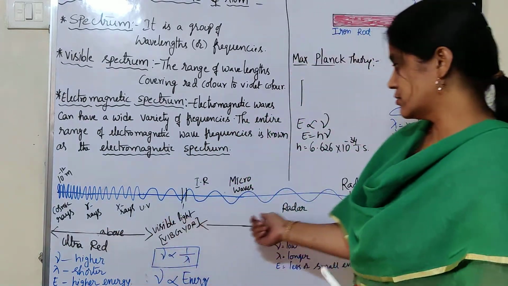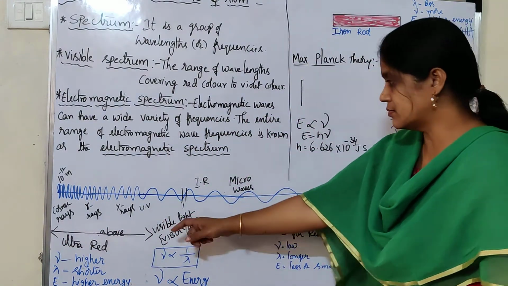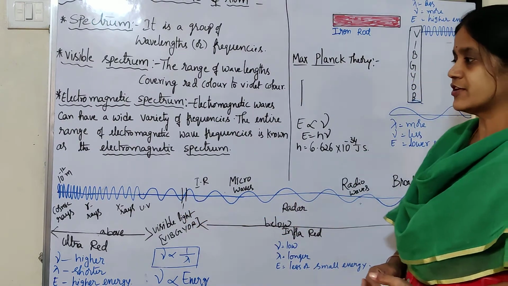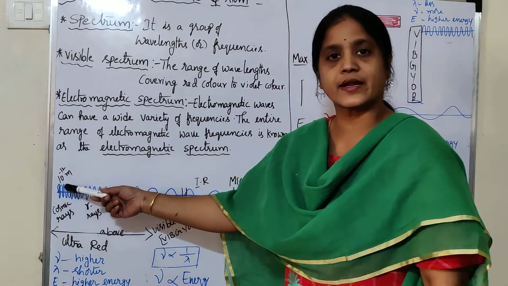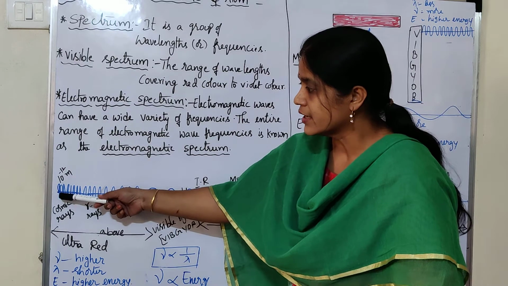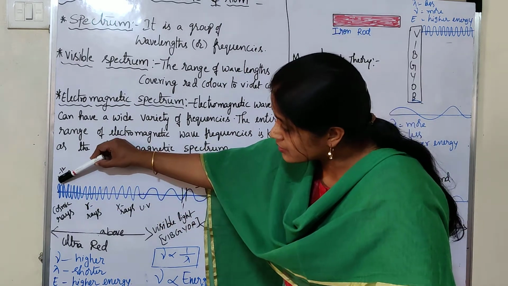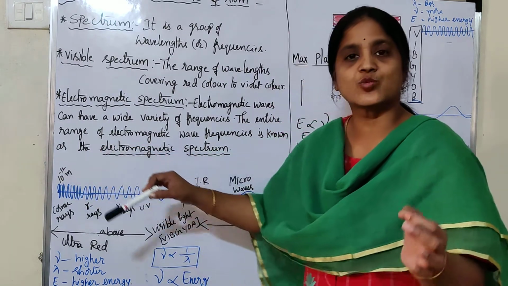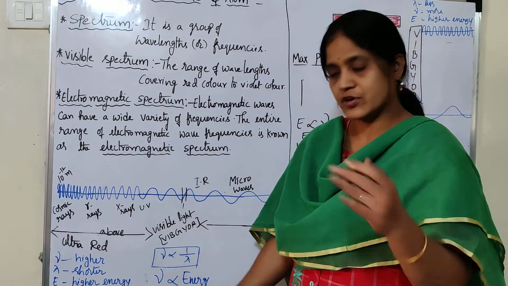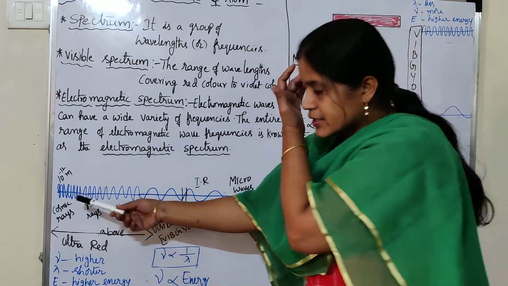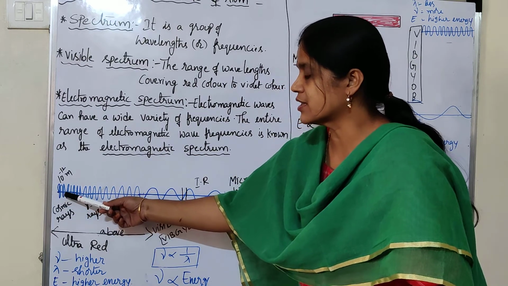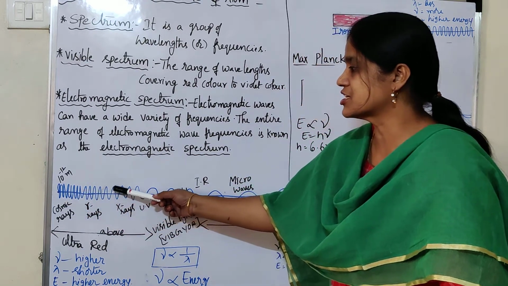So here you see the different frequencies of the electromagnetic wave. Initially this electromagnetic wave has lower frequency. The wavelength, if you observe here, is very small. First we'll discuss the wavelength. Initially the electromagnetic wave has a small wavelength, then gradually the wavelength is increasing.